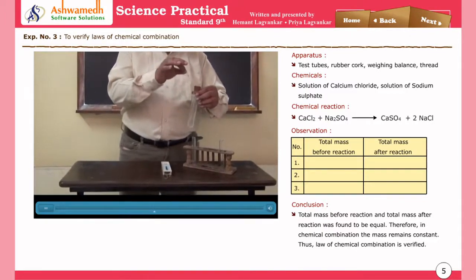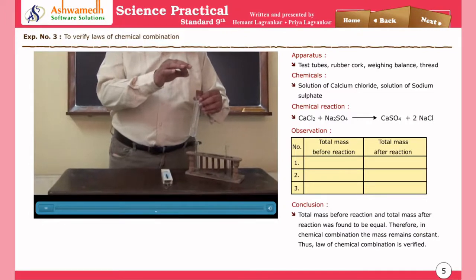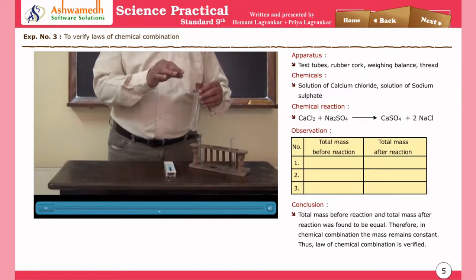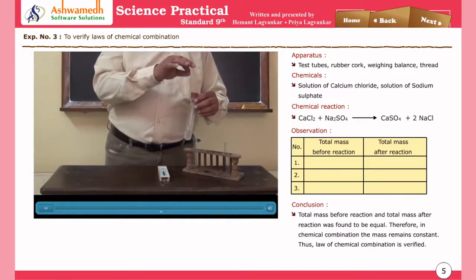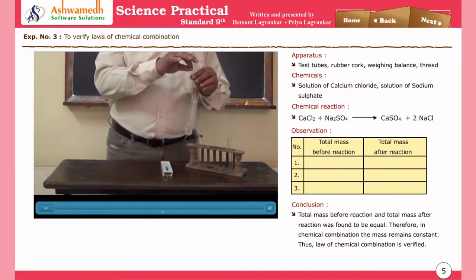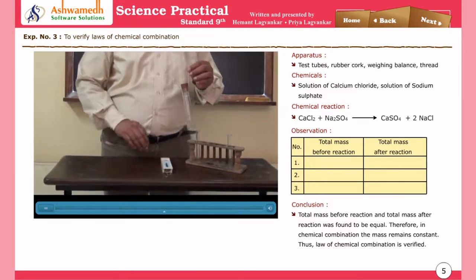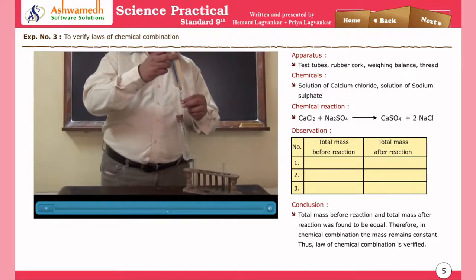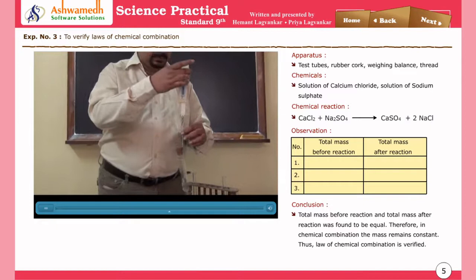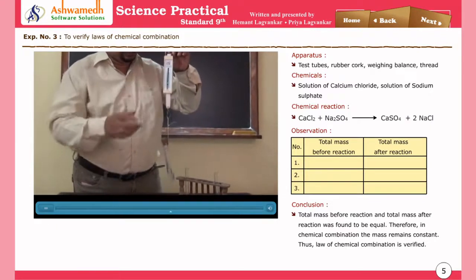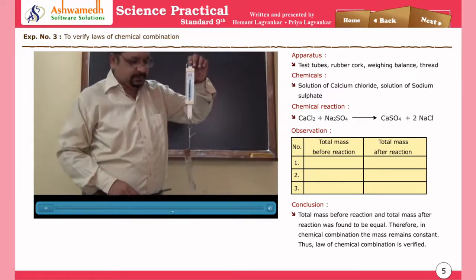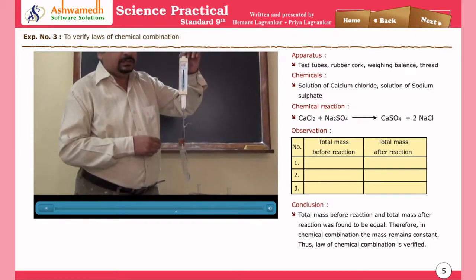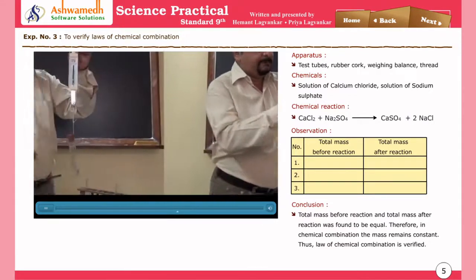We have two test tubes kept in each other. Both contain different solutions. One contained calcium chloride, the other one contained sodium sulfate, and we have tied it with a thread. Now we are going to measure the total mass of this system with the help of spring balance. So now let us suspend it with the help of spring balance. Now you can see here I am suspending it with the help of spring balance like this, and I'll measure now what is the mass of this assembly.